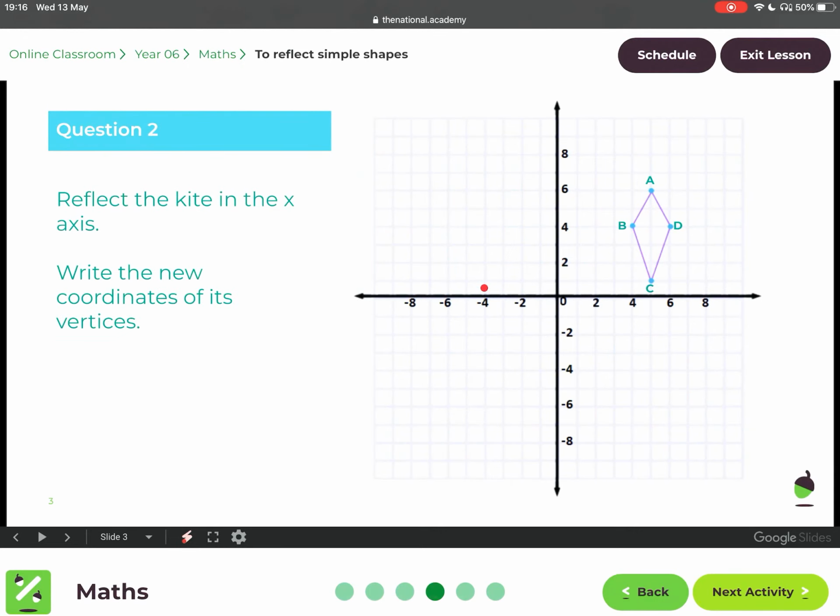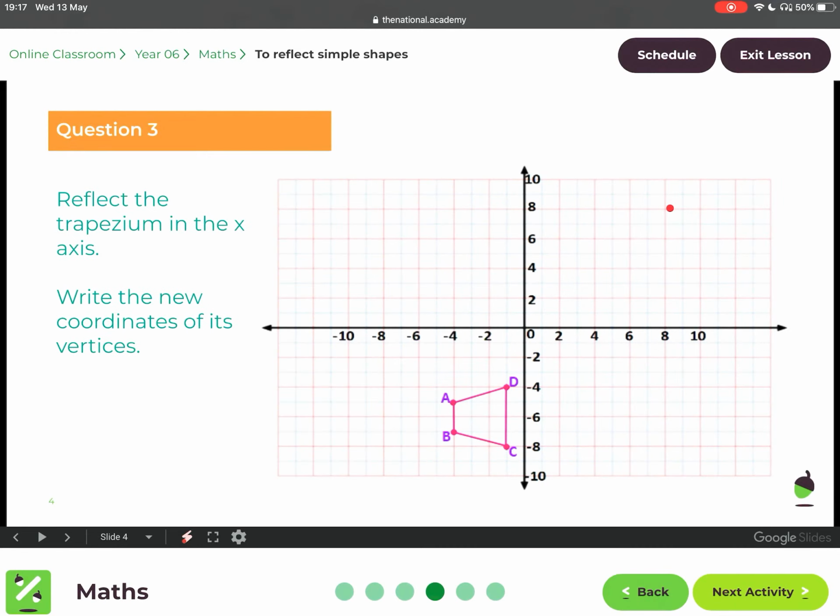Question 2. Reflect the kite in the x-axis. Write the new coordinates of its vertices. So A would be -5, 6. B would be -4, 4. C would be -5, 1. And D would be -6, 4.